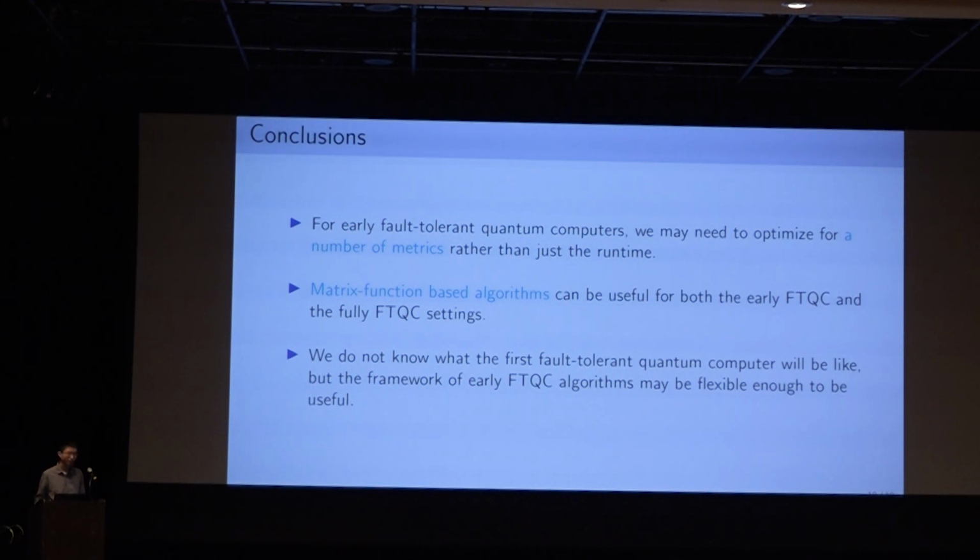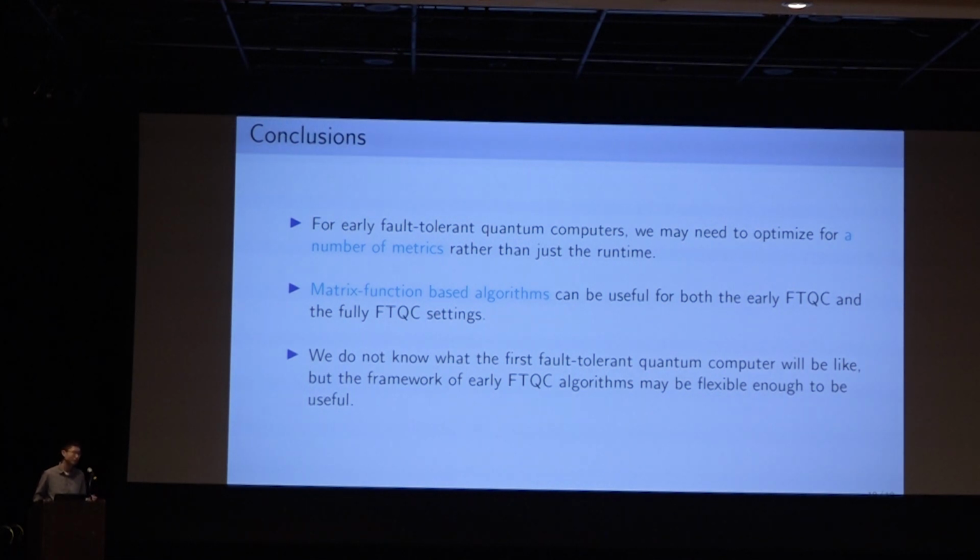I was thinking that at a very late stage, say currently when we use a computer, we don't think of, well, what if there's a bit flip error, right? So at a certain point in developing a quantum computer, we may reach a stage where we don't care about error at all. That's basically what I mean by fully fault tolerant quantum computer. But I think there is a transition period before we reach that stage. That's what I mean by early fault tolerant. And in that scenario, we need to optimize for a number of other things rather than just runtime. Does that answer your question?